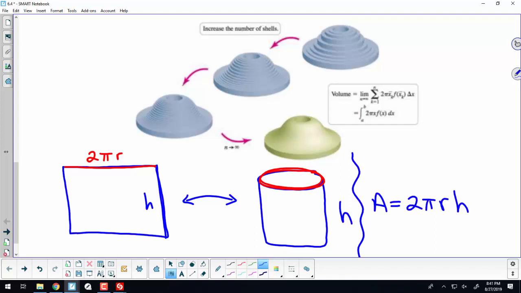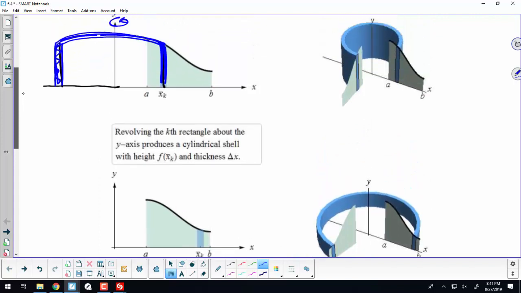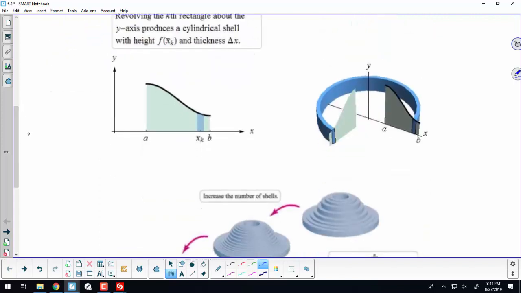And so then we need r and h in terms of x or y, depending on how we're integrating. Does that make sense? That's where the 2 pi comes from. Now let's stay here and address that. I'm taking this thing and rotating it around this axis to get these shells. So we need r in terms of x and h in terms of x. I'll do those in different colors.